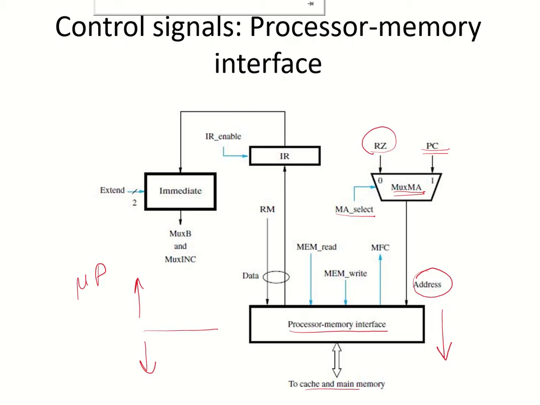If it is a memory read operation that has to be performed, like in case of an instruction fetch, that is a memory read operation, like the load instruction, that again is a memory read operation. So a memory read control signal will have to be generated. If it is a write operation, like a store, then a memory write signal will be sent.